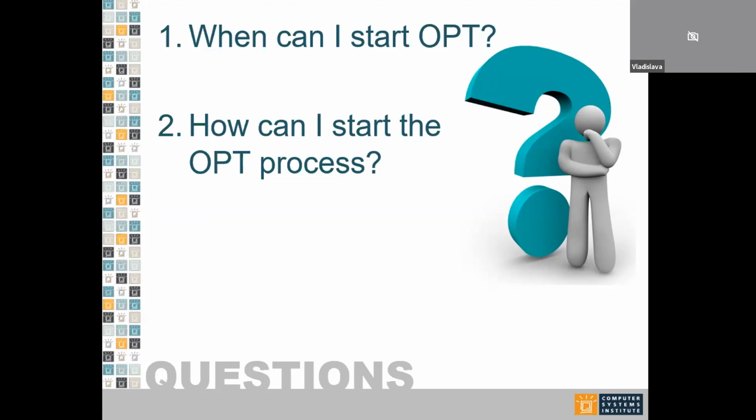Question 2: how can I start the OPT process? You may schedule an appointment with a DSO to discuss your eligibility first, and you will receive a list of documents required for the OPT application. We have a standard OPT checklist. You may request it from me, or you may also request it from another DSO in Massachusetts. Her name is Kawina Rad. I will provide her contact information a little bit later.